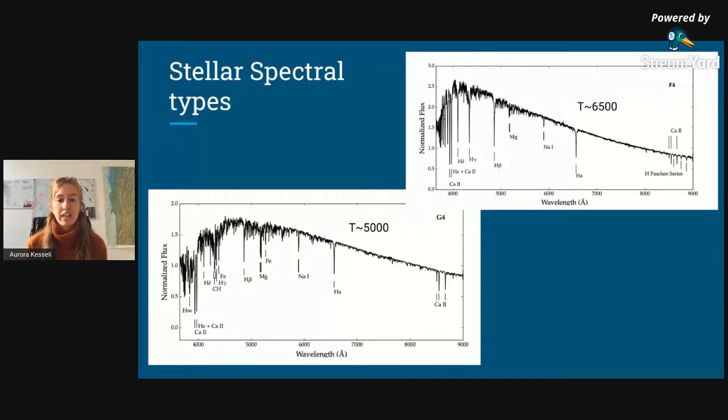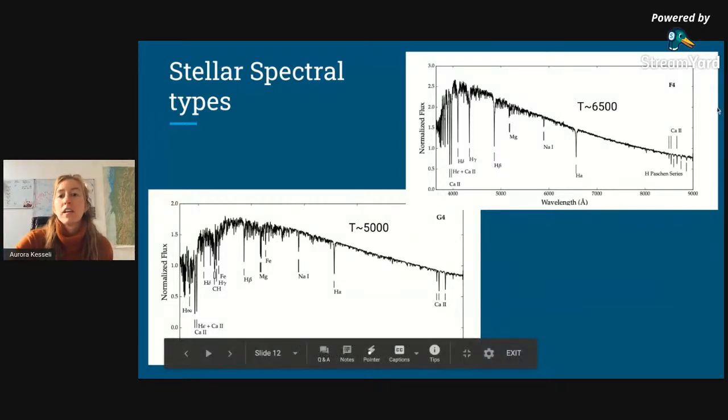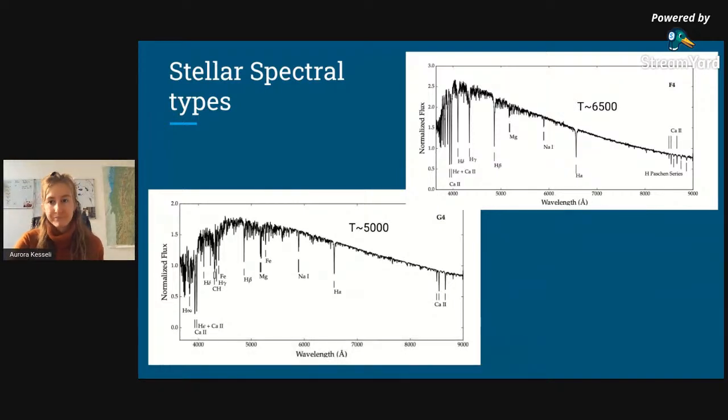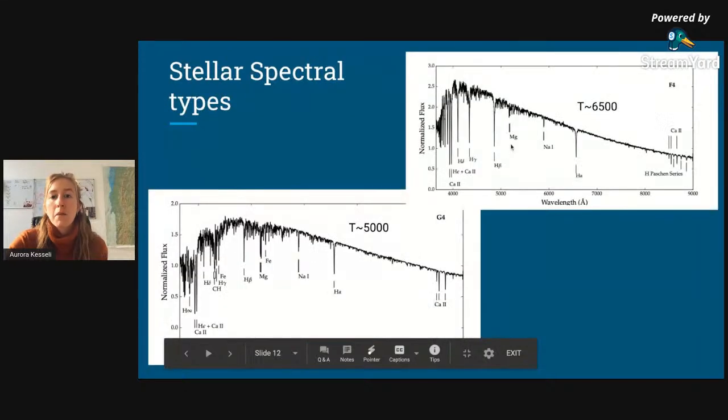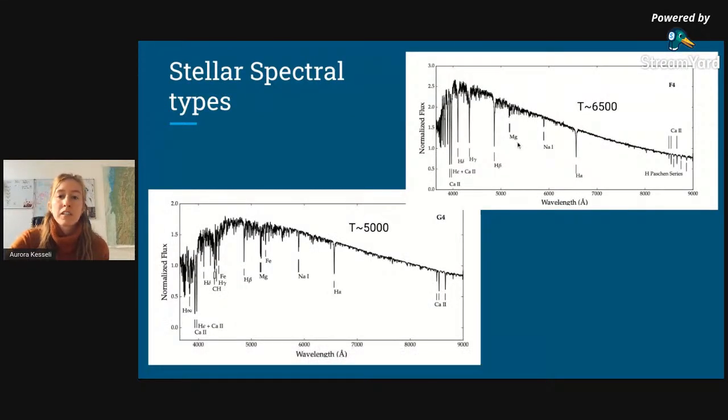Okay, so now moving down to solar type stars. At the top, we have an F-type star. These have temperatures of about 6,000 Kelvin. And we still do see pretty strong hydrogen lines, but we're also starting to see more lines in total. You can see that in the previous one the hydrogen lines really dominate, with very few other lines, but here we can see a lot more other lines. We're starting to see magnesium, more calcium, ionized calcium.